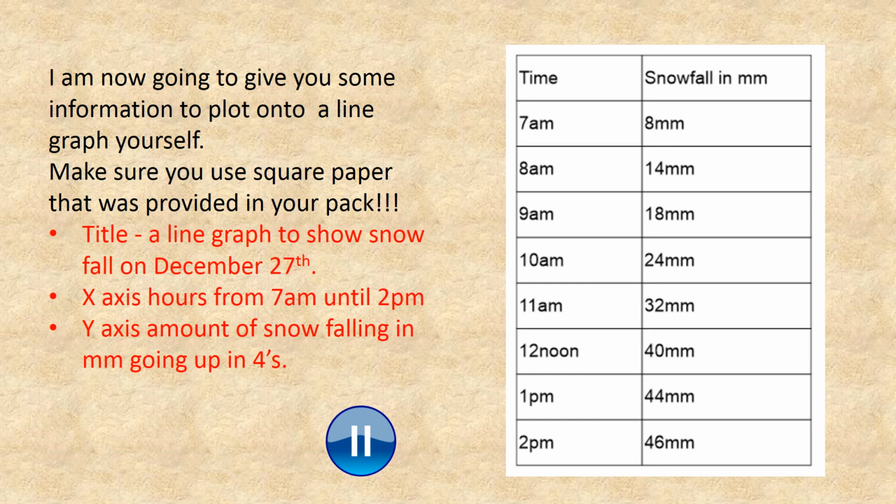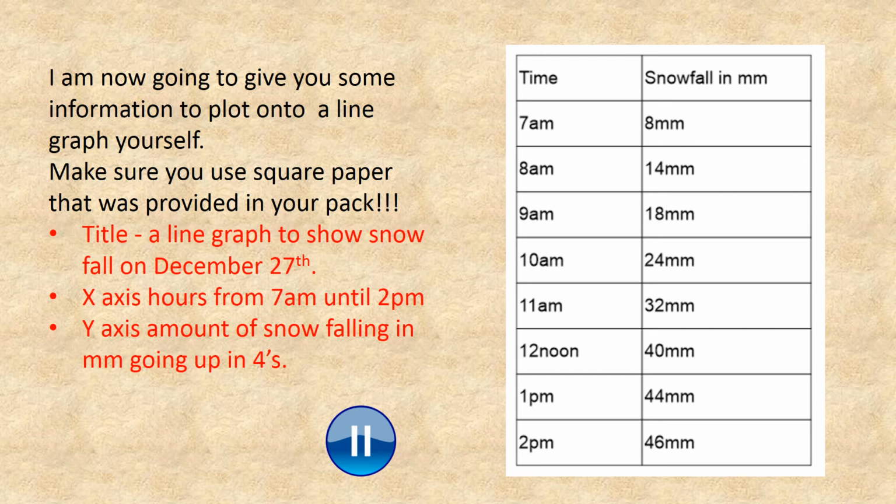So the title: it's got to be a line graph to show snowfall on December the 27th. Then the x-axis, the one at the bottom, is your hours from 7 until 12, progressing in 1 hourly intervals. And then your y-axis going up the side, the best thing to do is probably go up in 4s. Okay, so start from 0, go 4, 8, 12, 16, and so far up on your axis at the side.